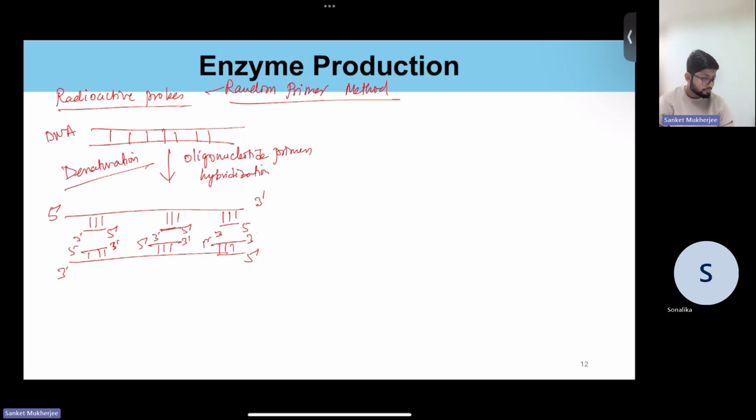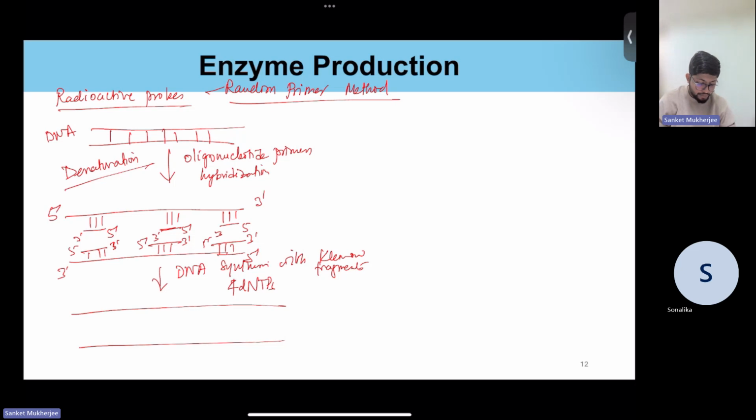Then you will go for DNA synthesis with Klenow fragments. And you will add the 4 dNTPs which are required for DNA synthesis. And here you will also add the radiolabeled probe. So here what you will get is all these probes which are attached to the DNA will have a radiolabeled probe attached to it on, let's say, the 5 prime end, right?